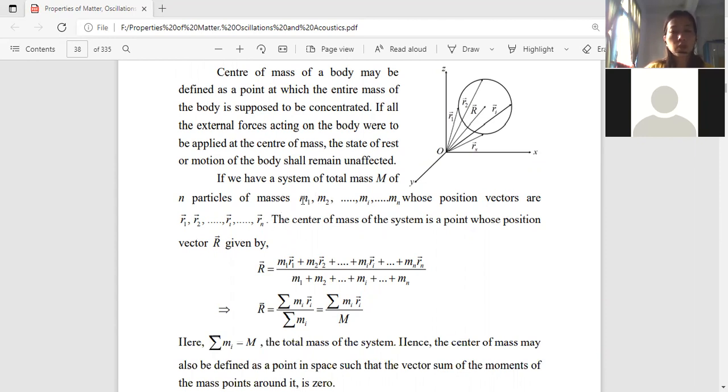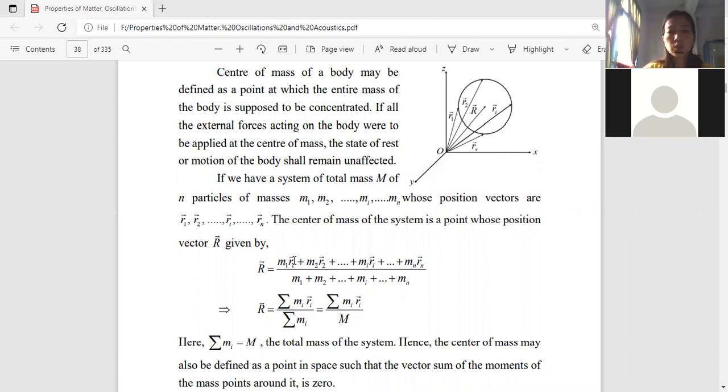M1, the product of the masses and the position vector divided by the number of particles. Okay, the number of masses. So we will multiply M1 and R1, so we get M1 R1. Likewise, we will multiply M2 and R2 and we will get M2 R2.